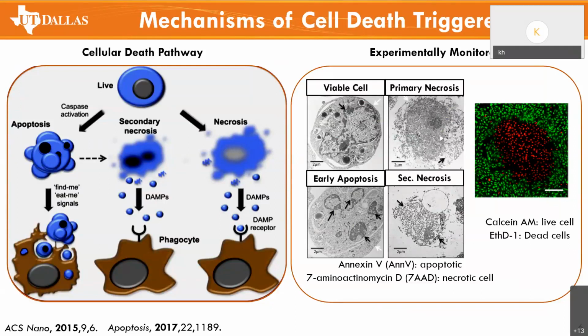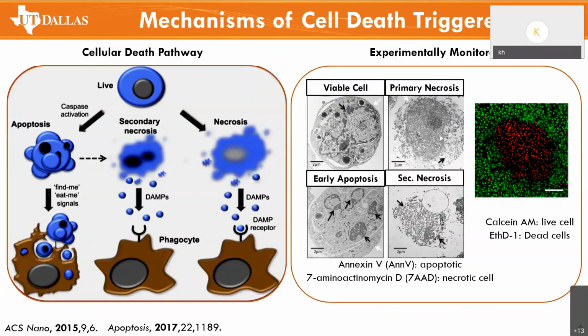So if we have these two markers, and it shows annexin V positive, for example, and 7-AAD negative, it shows that most of the cells underwent apoptosis. And if both are positive, the cells are secondary necrotic cells. I also brought a TEM image of each of these processes. You can also image them and see what's happening to them. So now we know how to characterize the cell death pathway.